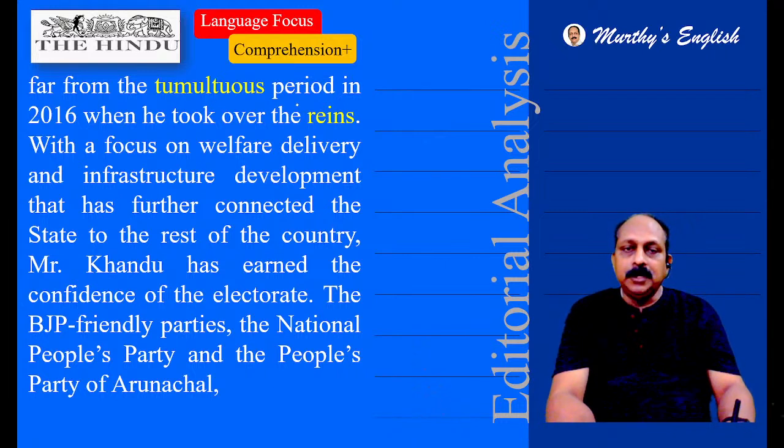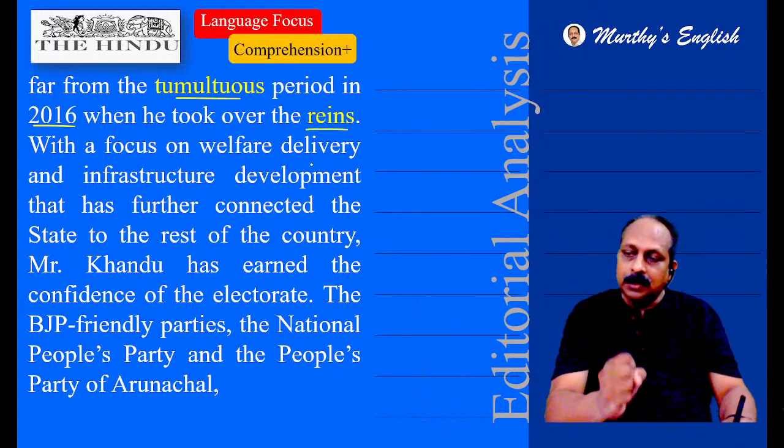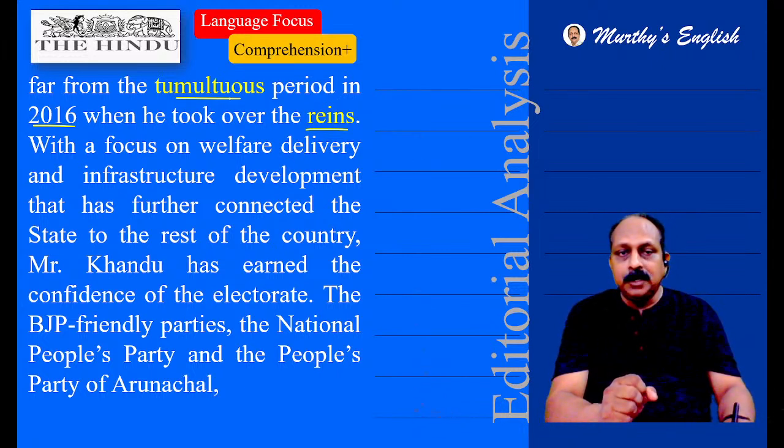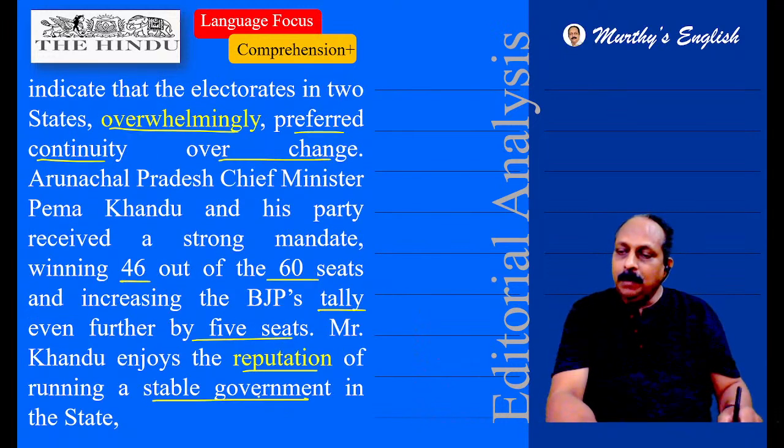Far from the tumultuous period, disturbing period in 2016, when he took over the reins. When he took over the reins means when he got the control, the authority. That time it was not a peaceful situation. It was tumultuous, means a chaotic situation. But that was way back in 2016. But today he could build up the reputation that he enjoys a reputation of running a stable government, and based on that, obviously, he could win 46 out of the 60 seats.